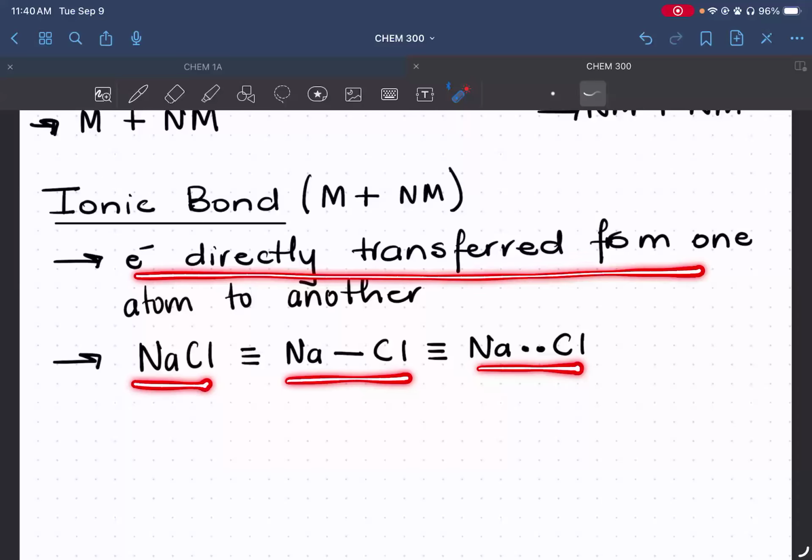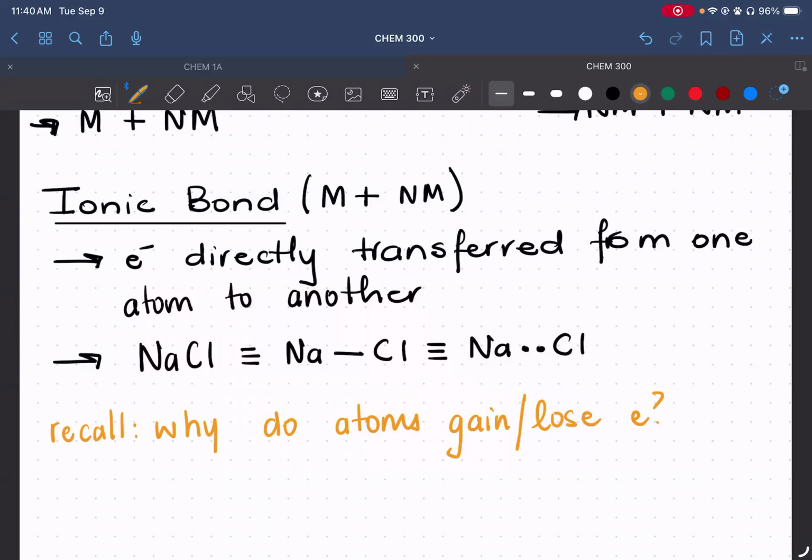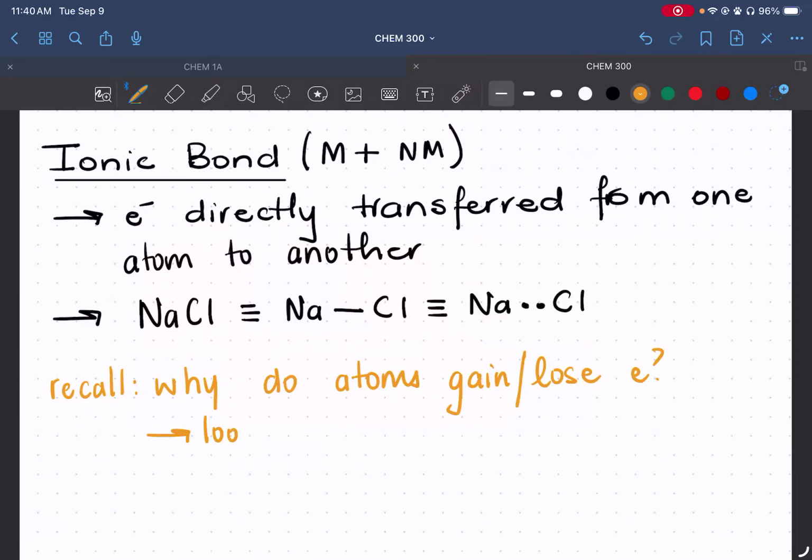So if electrons are directly transferred from one to another, one of them has to gain or lose electrons. A very important recall question is, why do atoms gain or lose electrons? As we talked about last week, it's so that they can look like royalty. They want to look like those noble gases. They want to look like group 8. So where does this idea come from? What does it lead to?